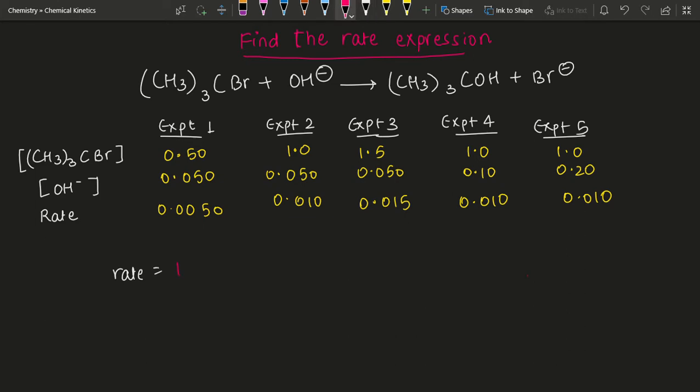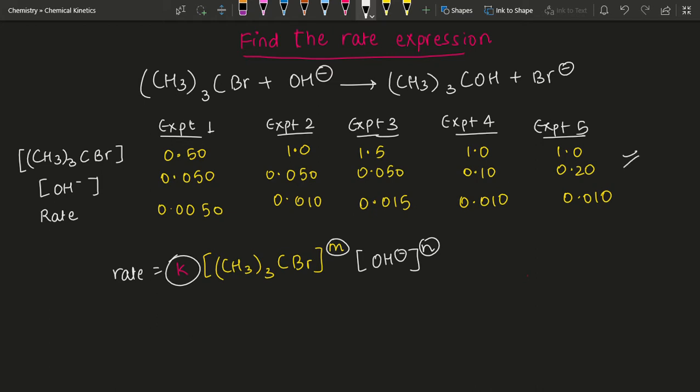some constant k, that's the rate constant, multiplied by the concentration of this tertiary halide to the power m, some power m, we don't know about it, and OH minus to the power n. And that would be what the rate expression would be. And you only need to figure out what m and n are. And once you figure that out, you can also figure out k. That's pretty easy if you know things from this.